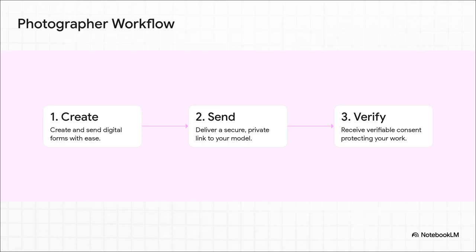And the idea is to make it ridiculously simple. We're talking a 3-step process. You create the form digitally, you send a secure link to the model, and you get back a rock-solid verifiable consent. That's it. 1, 2, 3. No more printers, no more scanners, and definitely no more, hey, did you ever sign that thing text?